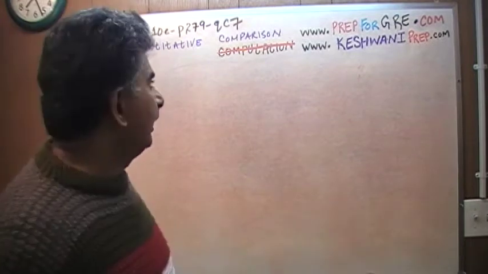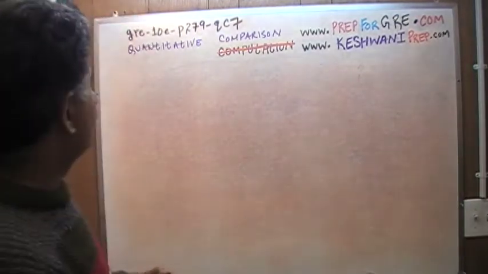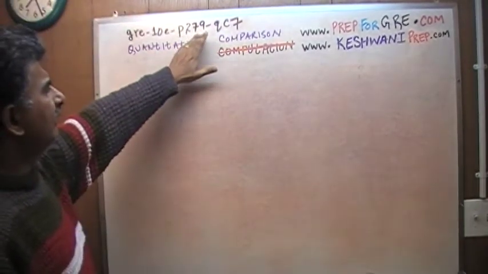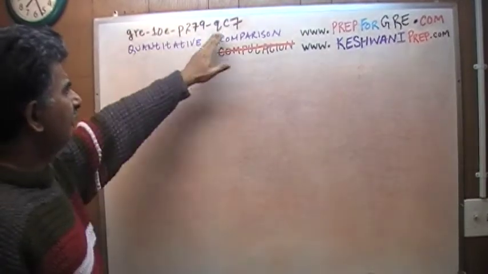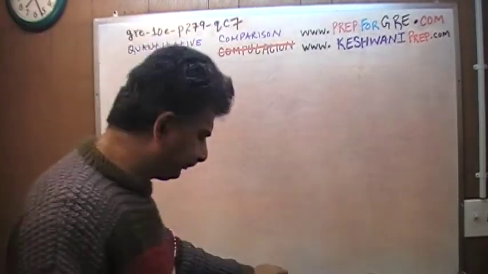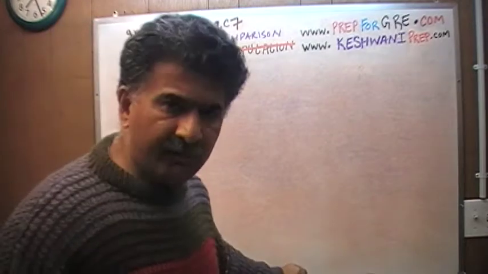Number 7 is what I'm going to do right now. The problem that I'm about to solve is the one that you're going to find on page number 279, quantitative comparison question, number 7. Let's take a look at it. Before I do number 7, let me ask you a couple of questions, okay?